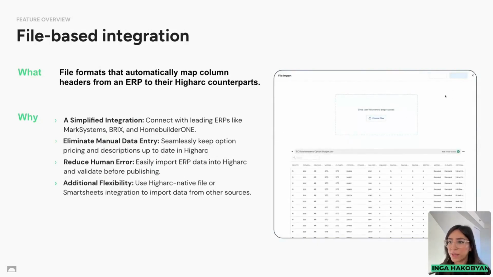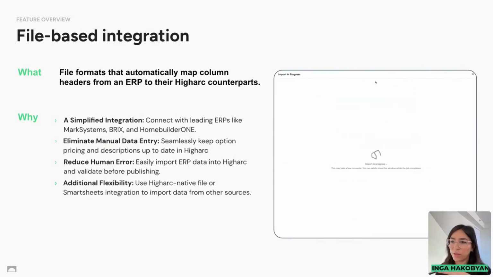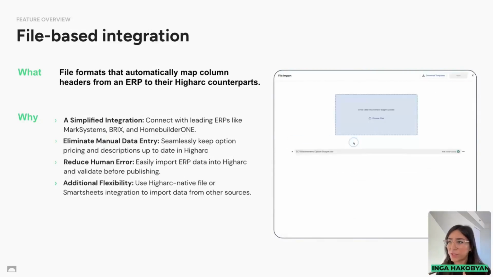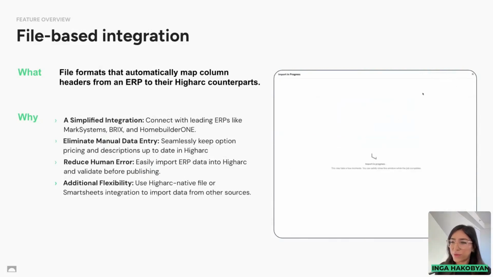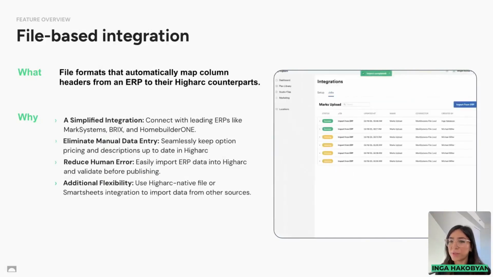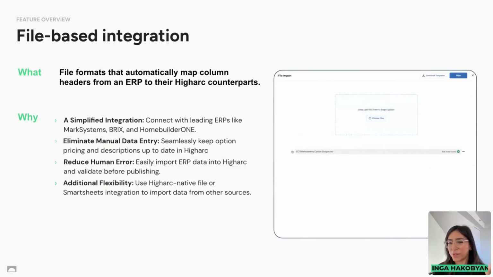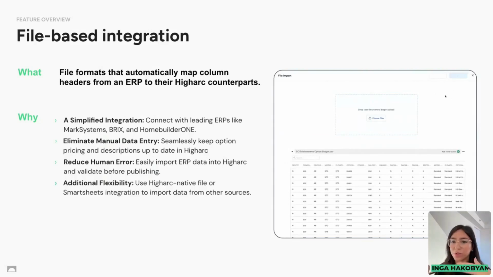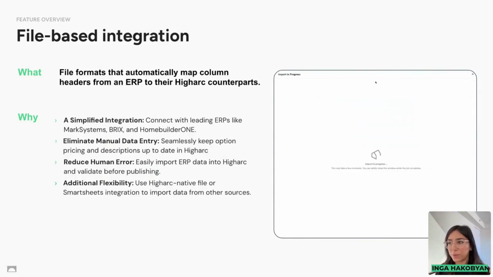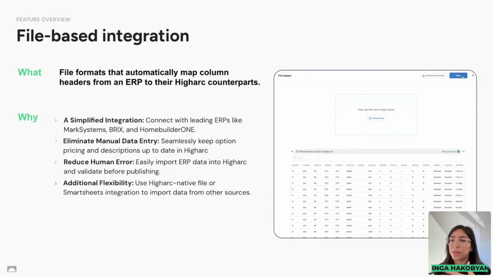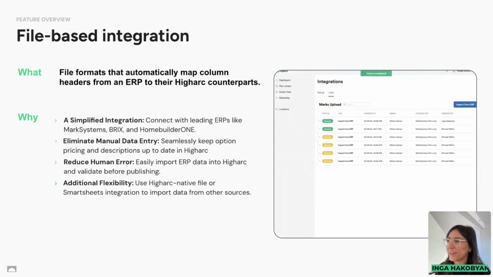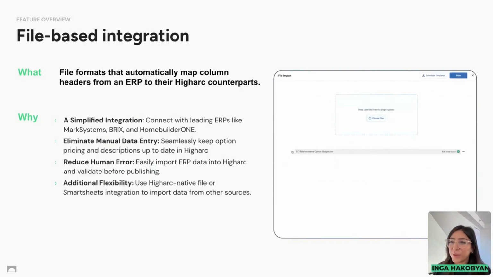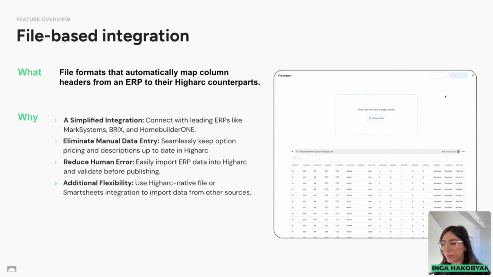What we want to get out of this is, one, a simplified integration. Take all of the difficult configuration parts out of your integration and just allow you to import the file straight into Higharc. Two, for all of those folks who are in operations type roles who have to manually check data inside your ERP, compare it to Higharc, make sure everything lines up, we hope to reduce some of that manual data entry so you don't have to enter prices in two different places and keep your option descriptions up to date, and allow you to eliminate any of the human error that would result in having to maintain two different sources of truth.